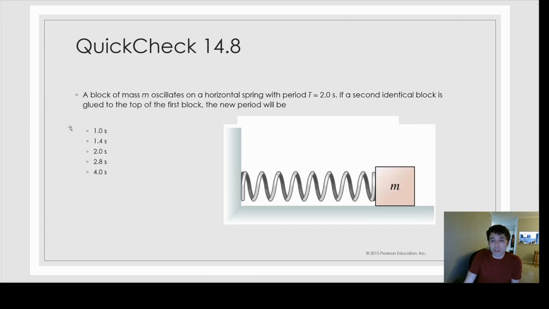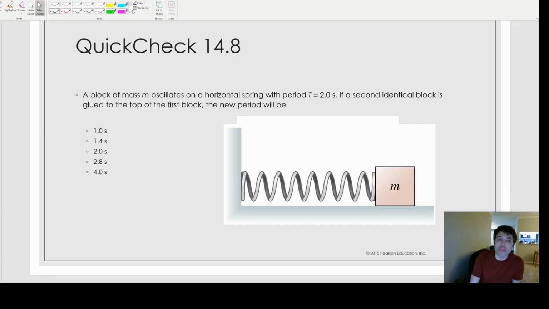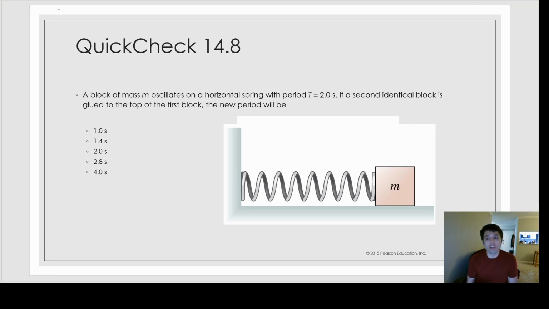All right, let's do a couple more. 14.8. A block of mass m oscillates on a horizontal spring with a period of 2 seconds. If a second identical block is glued to the top of the first block, the new period will be what? This is kind of a tricky one. This is about the relationship here. We don't know what the mass is, so we can't plug it into the formula and see.